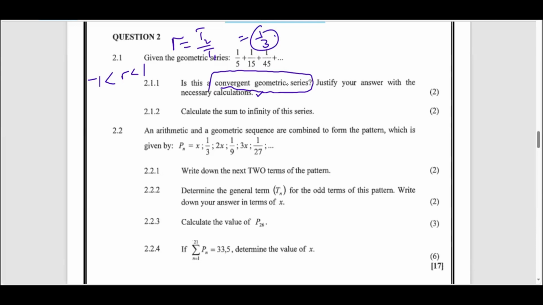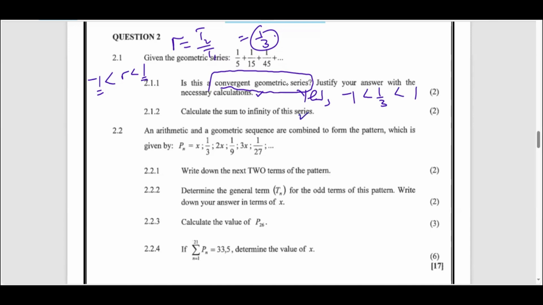Okay, now we know that 1 over 3 is bigger than negative 1, but it is smaller than positive 1. So is this a convergent series? The answer is going to be yes, because negative 1 is less than a third, and then it's less than 1. So that is how that would be answered.